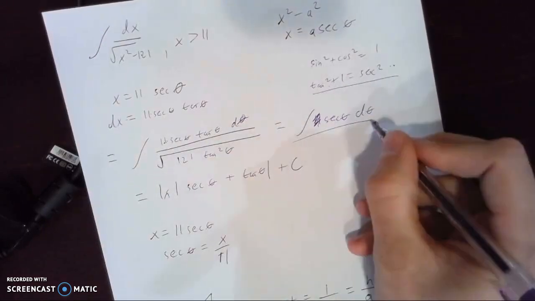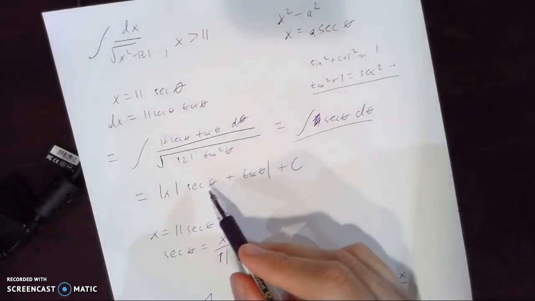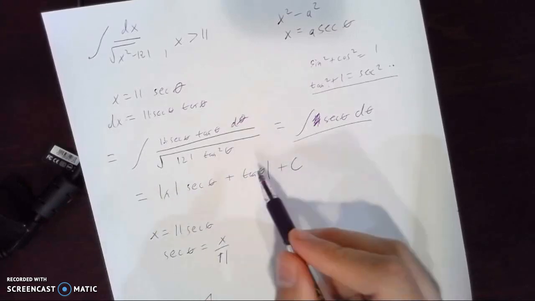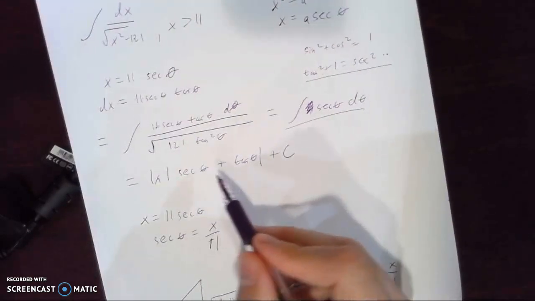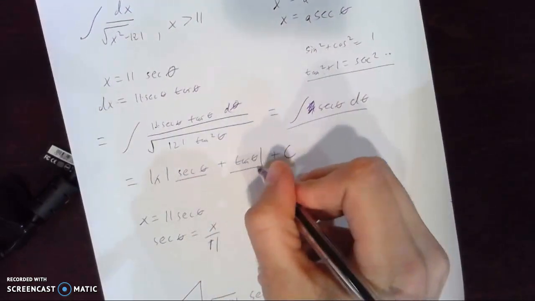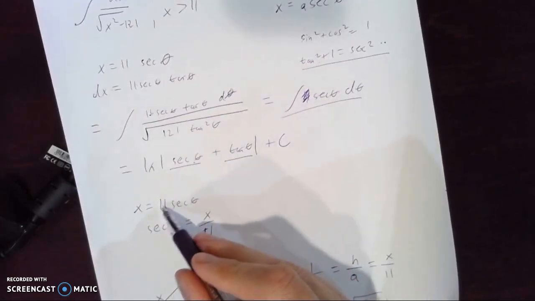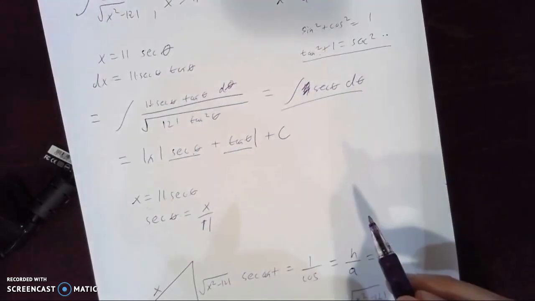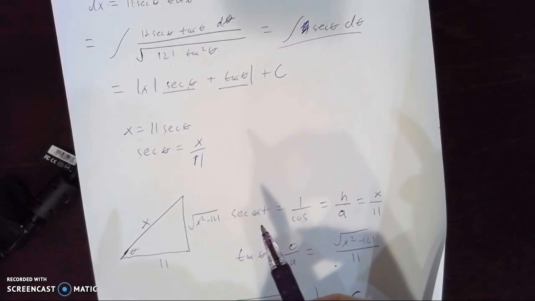Well, this is an integral that we figured out a couple sections ago, and we have in a table now: the natural log of the secant of theta plus the tangent of theta plus a constant. These are in absolute values. Well, again, we'd like to rewrite these in terms of x instead of theta. Secant of theta is an easy one to rewrite because x is 11 secant theta, so secant theta is x over 11. For the other one, we're going to need to go to the right triangle.